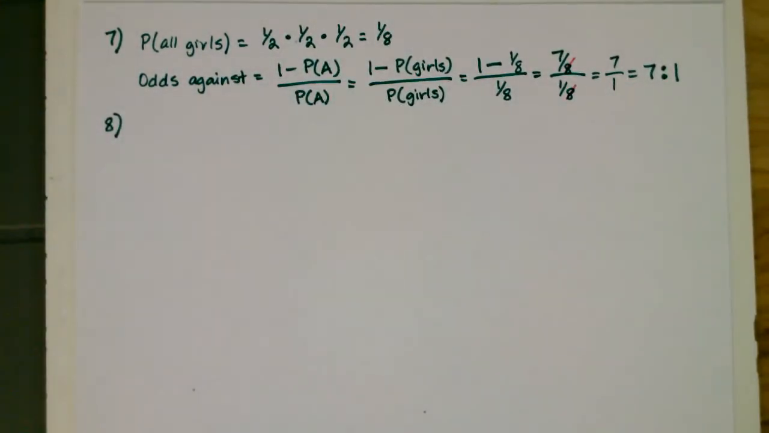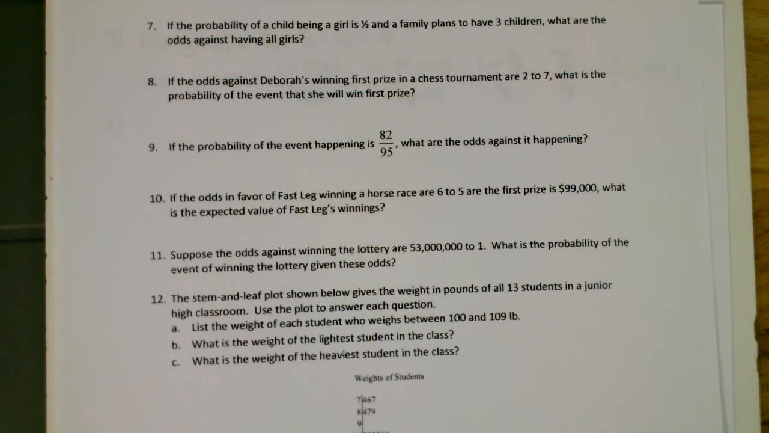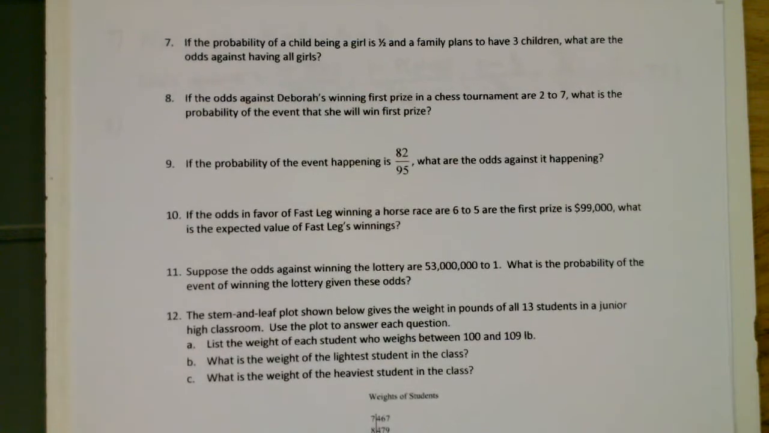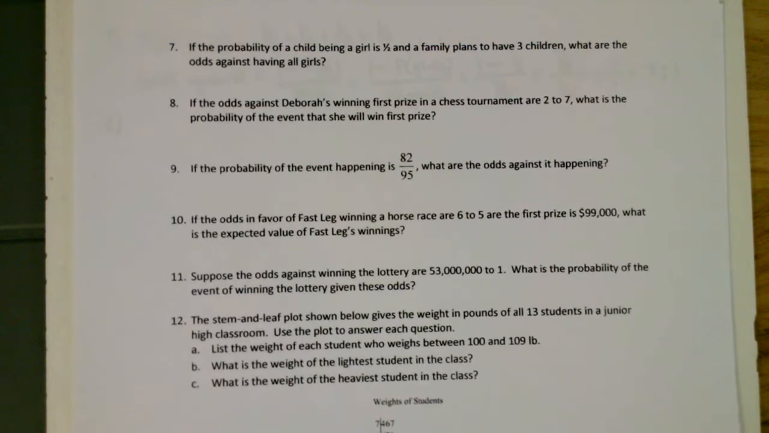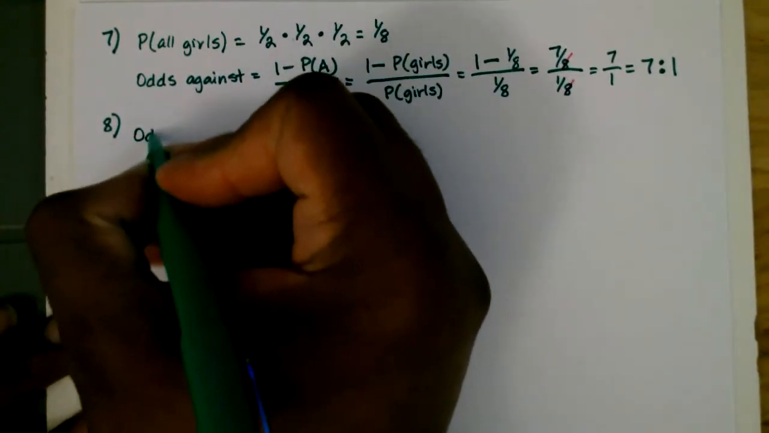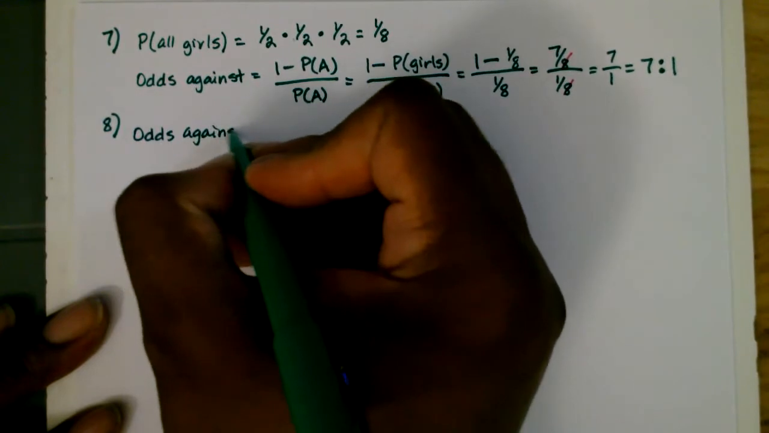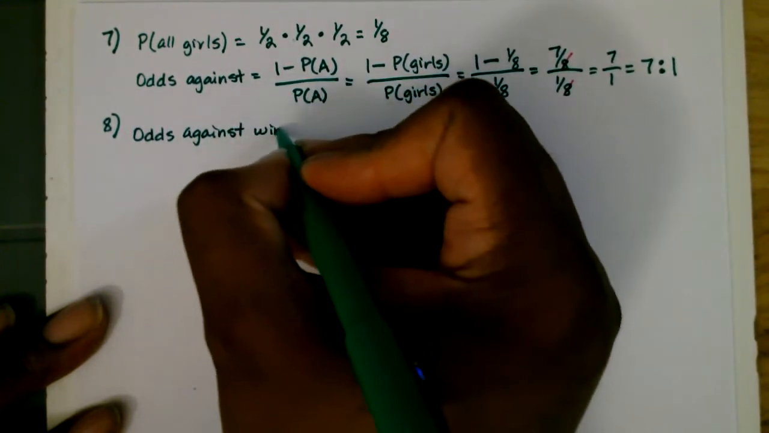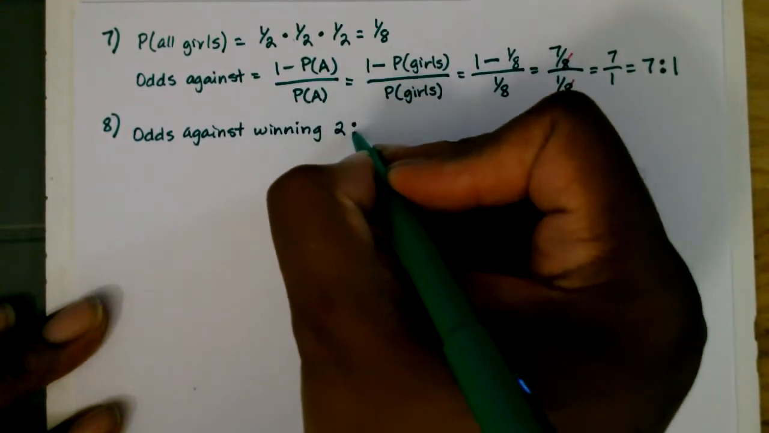All right, problem number 8 is this. If the odds against Deborah's winning first prize in the chess tournament are 2 to 7, what is the probability of the event that she will win first prize? Okay, so here we have the odds against winning. That is 2 to 7.